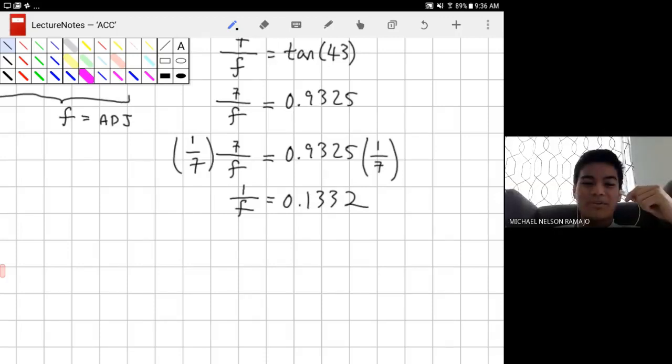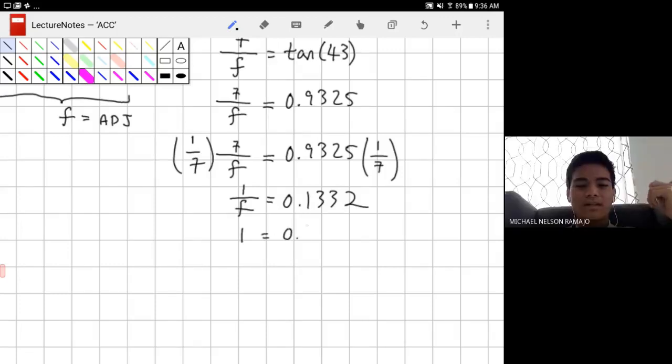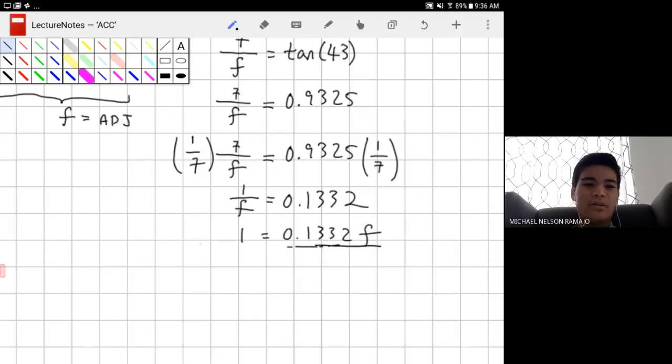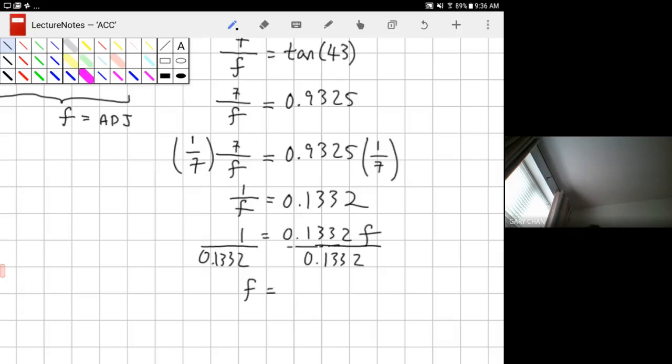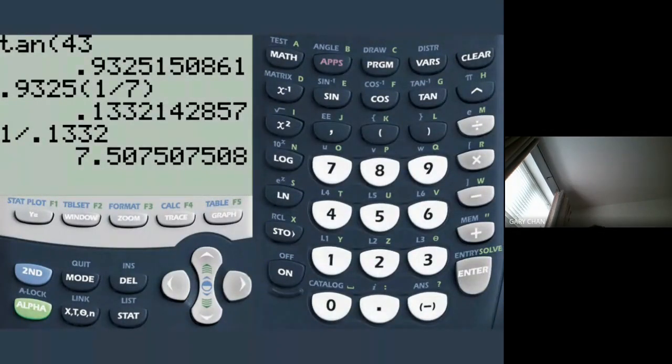Can we multiply both sides by f and then try to do 9th grade algebra? Sure, you can definitely do that. We can multiply both sides by f, and if we do that, we'll end up with 1 is equal to 0.1332 f. But we still need to isolate f, right? What do we do then? Divide both sides by 0.1332. So f will end up equaling 1 divided by 0.1332, which is 7.5075.